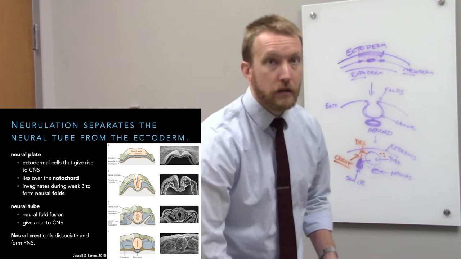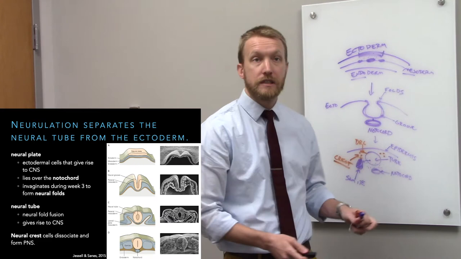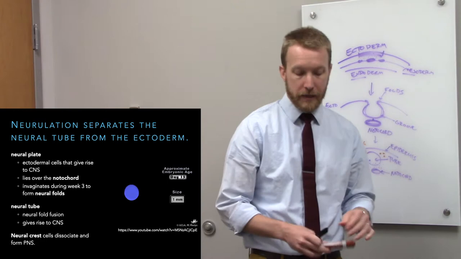So as you can see in this cartoon illustration here, we start off as a flat plate. This folds over on itself through the process of neurulation, and now we have a neural tube. This is facilitated, of course, by the notochord that acts as a hinge and a guide. Here we'll see an animation of neurulation. So we start off as a disc.